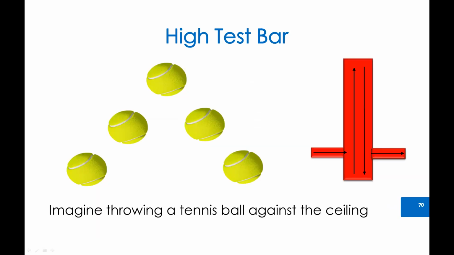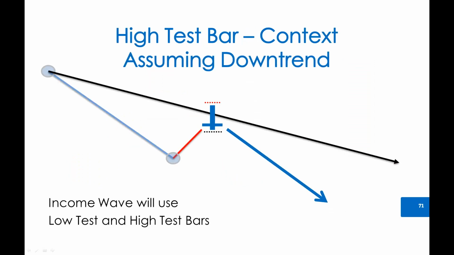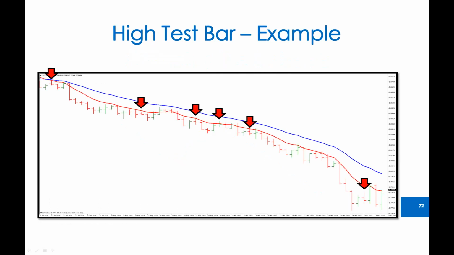So if you imagine throwing a tennis ball against the ceiling, it would reject the ball and force it into downward pressure. That's exactly what's happened here with the high test bar. So a high test bar in the context assuming a downtrend using the income wave, you would look for the high test bar to be at the end of a phase 2, moving down into a phase 1. Here are some examples.